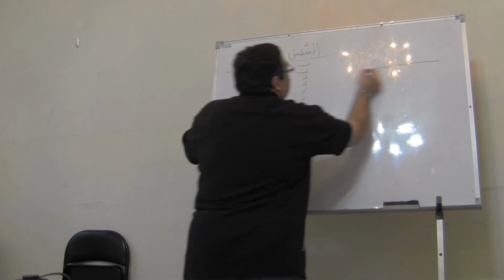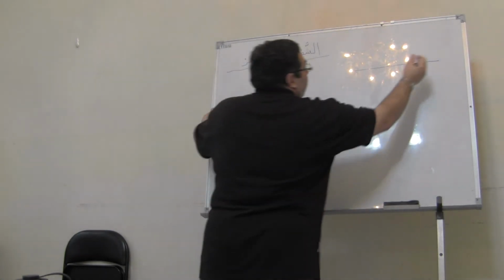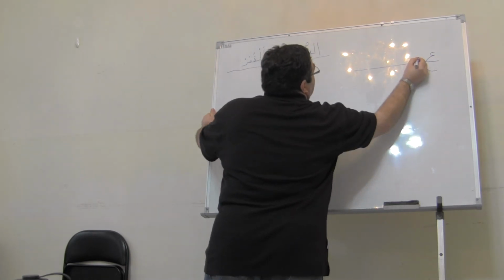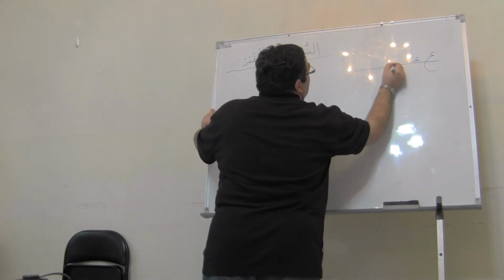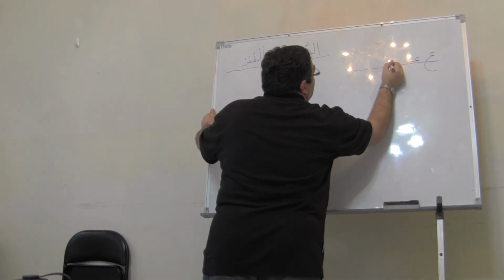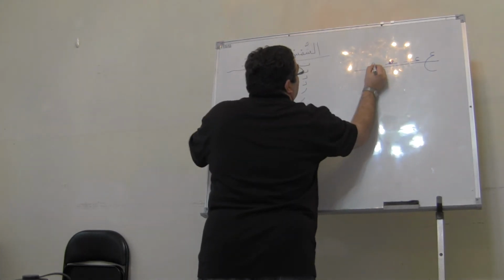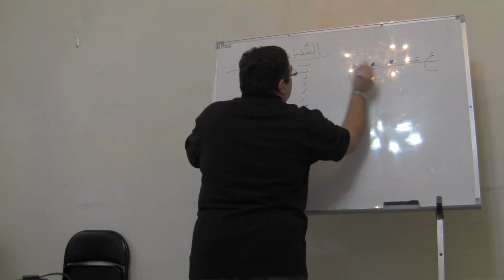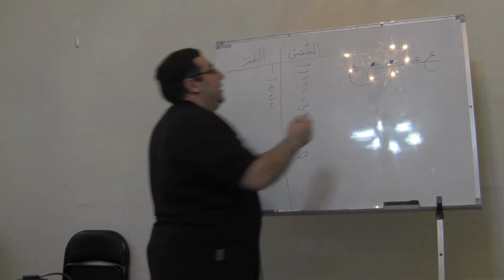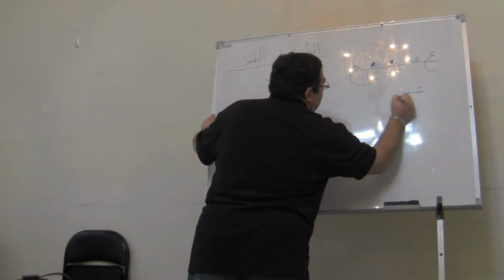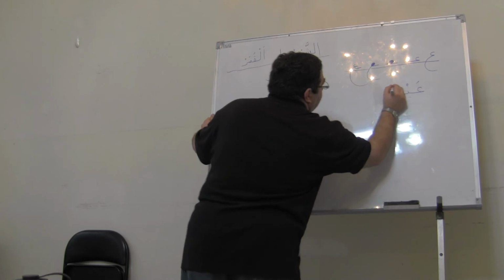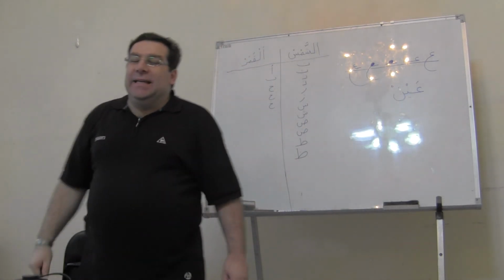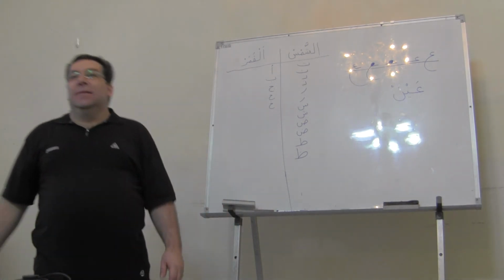This is the line, and this is 1, and this is 2. And here, and here. And this letter is Ain.